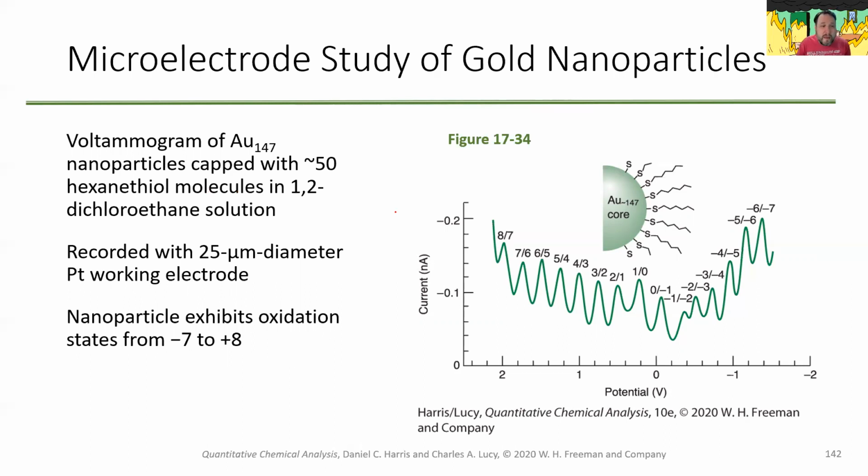For this one, they're looking at a 25 micrometer diameter platinum working electrode. And your nanoparticle is going to exhibit oxidation states from -7 to +8. What we're seeing here is each step is representing an electron oxidation state change. So you're going from -6 to -7, -5 to -6, -4 to -5, and then all the way up to +7.